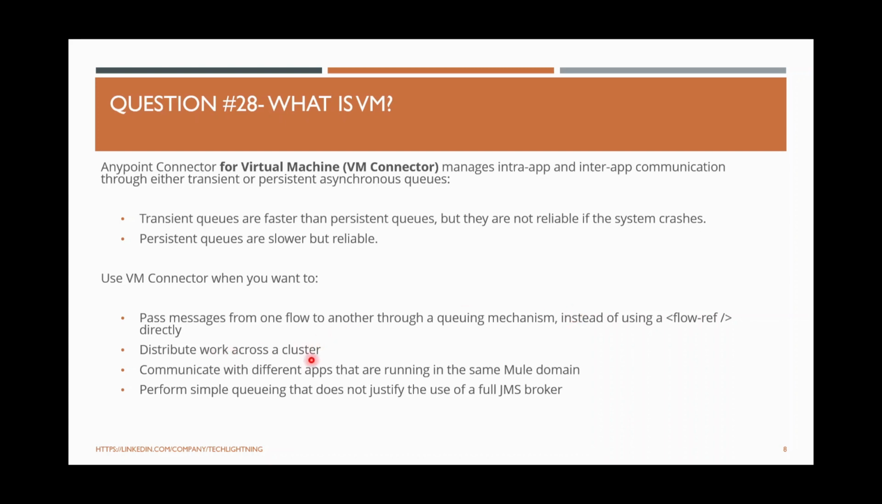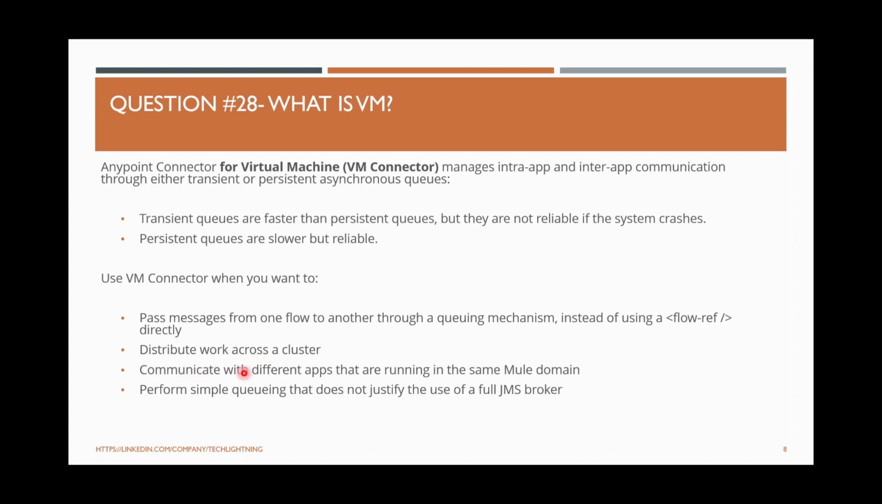It can also distribute work across a cluster. For example, you have an on-premise setup with clustering, with two on-premise instances where your application is running. When you publish the data from your app, and you have a VM subscriber, any one of the apps will subscribe to the data. This way you can load balance the information and share your load across the cluster.